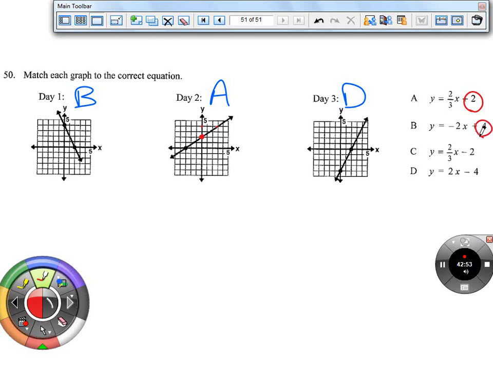This one has a y-intercept of 4, so you go up to 4. Slope is negative 2/1, so you go down 2/1. That's why that's that graph. So let's see. I think that covers it. Hopefully that helps.